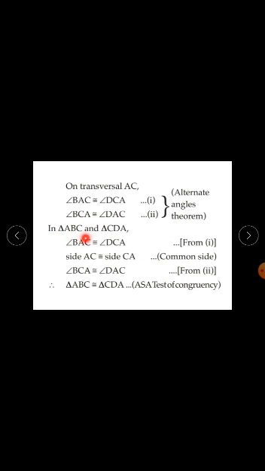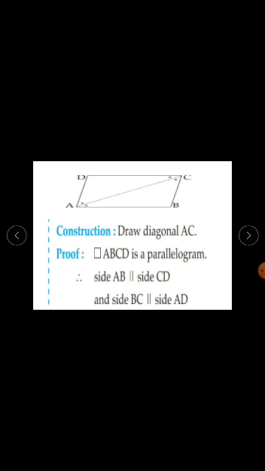Therefore, triangle ABC is congruent to triangle CDA by angle side angle test of congruency, ASA test of congruency. So these two triangles, triangle ABC and triangle CDA, are congruent by the ASA test of congruency.